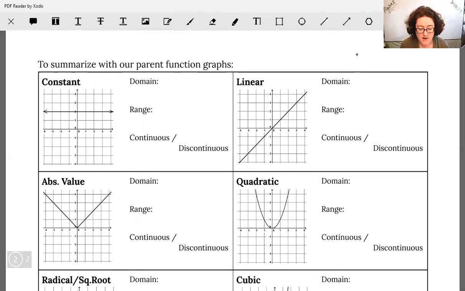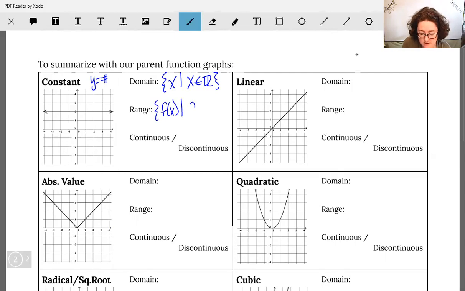So our domain for our constant graph, which again is just a straight line, y equals some number. So our domain, we can plug anything in. So that's going to be x is such that x is in the set of all real numbers. But our range is very specific. When we have that horizontal line, that means that we're just going to get that one value out for our range. So we're going to be real specific on this one. F of x is such that f of x equals just that one number, whatever it is. This graph does not have any jumps or discontinuities or places where it doesn't exist. So this is a continuous graph.